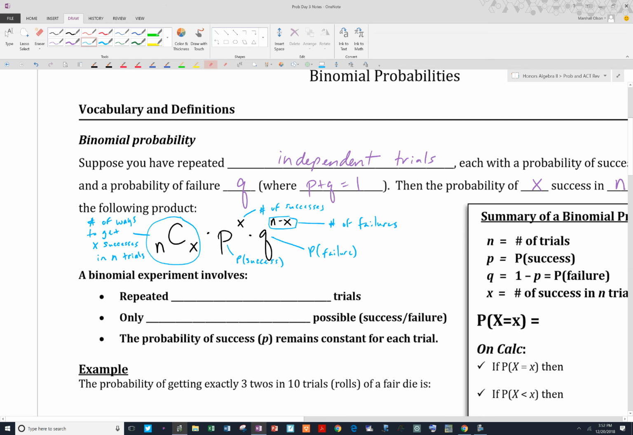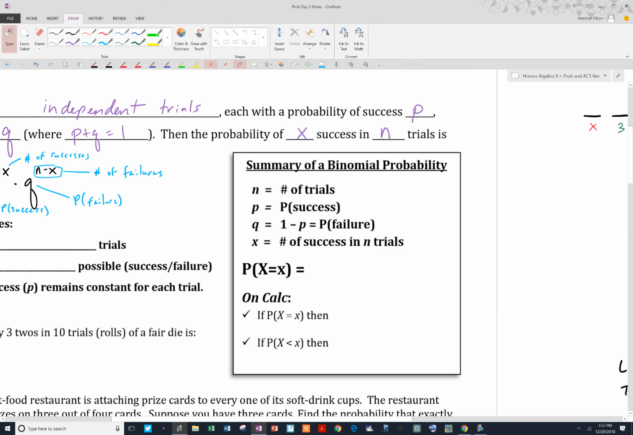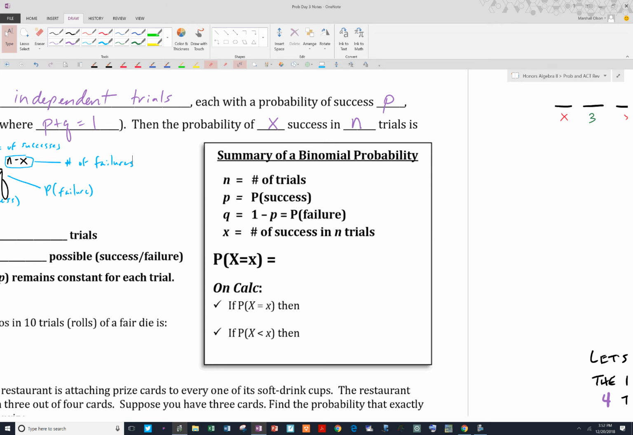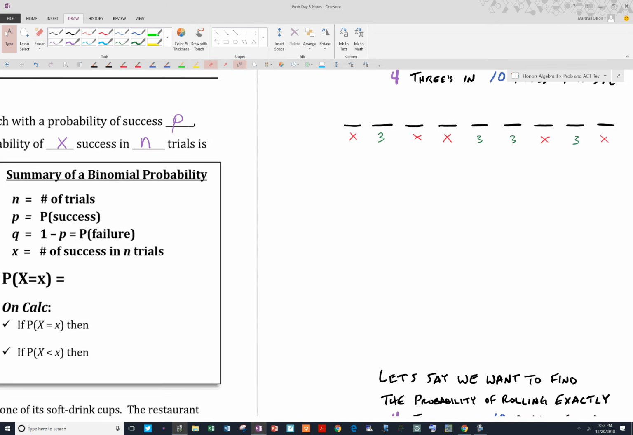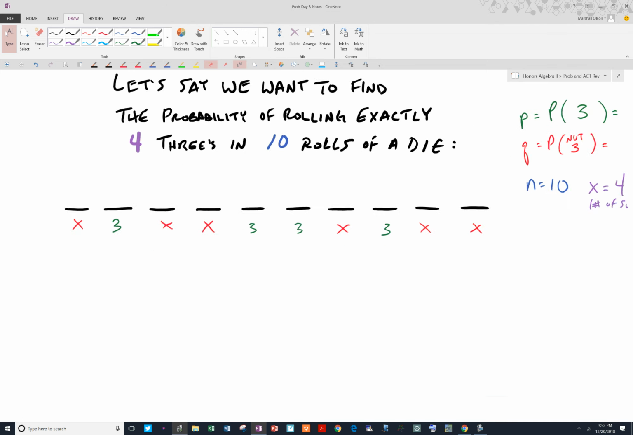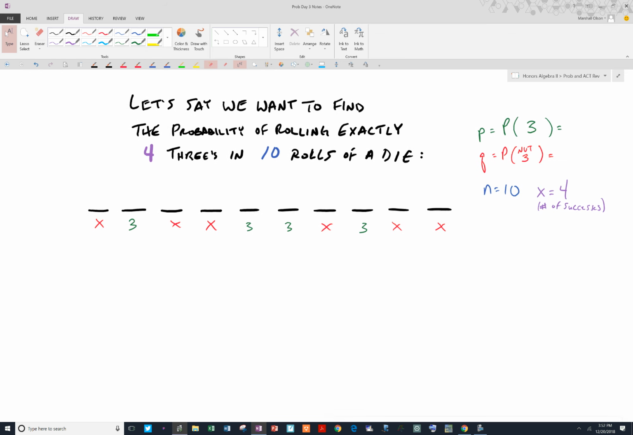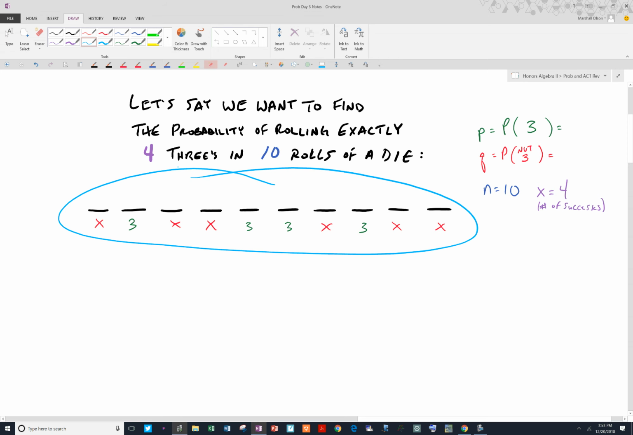That is a very complicated looking formula. We're going to try to break it down here, make a little bit more sense. All this stuff is kind of in this box right here. We're going to put some things there in a second, but I'm going to show you a little example here of what we're talking about. Let's say we want to find the probability of rolling exactly 4 3s in 10 rolls of a die. So I've got 10 rolls of a die just kind of right there.